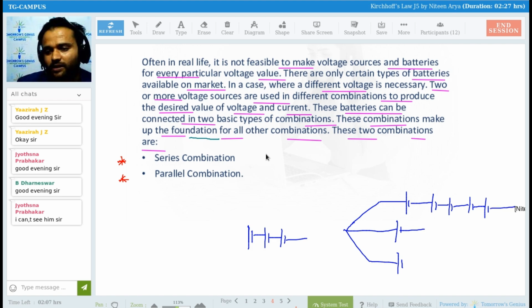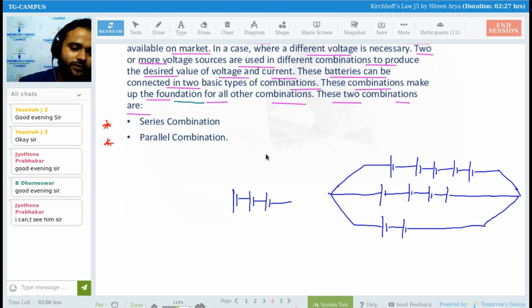Now suppose there are 1, 2, 3, 4. 4 are there also. Or suppose there are 3 only. And there are 2. So what is this? This is the combined combination. So now when I added this, I get a bigger voltage.